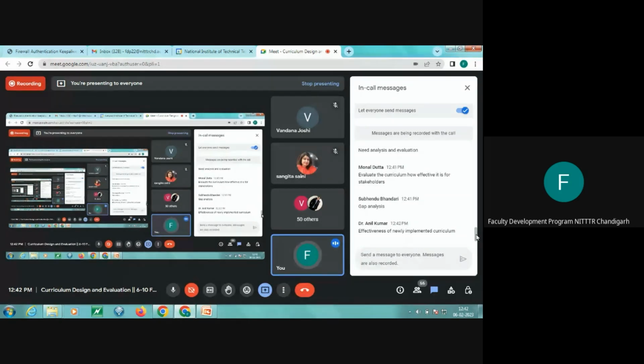Dr. Anil, very good. Effectiveness of implementation of the curriculum. Very good. How effective is your implementation? If implementation is not appropriate, what is the reason and what can be the solution for that? That is curriculum evaluation. Identifying the gap and bridging the gap. Identifying the gap and filling the gap. That is curriculum evaluation. Okay.